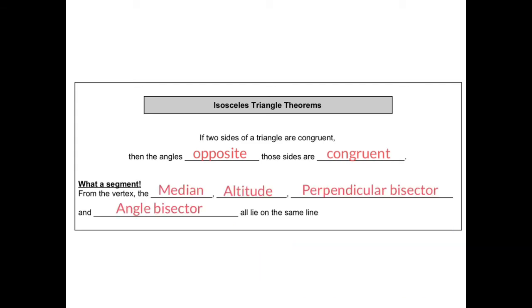And this was very briefly brought up in the last lesson, that when you are dealing with an isosceles triangle, the median, altitude, perpendicular bisector, and the angle bisector all lie on the same line. When we're dealing with isosceles triangles from the vertex, that vertex angle up top, the median, altitude, perpendicular bisector, and the angle bisector are all the same segment.